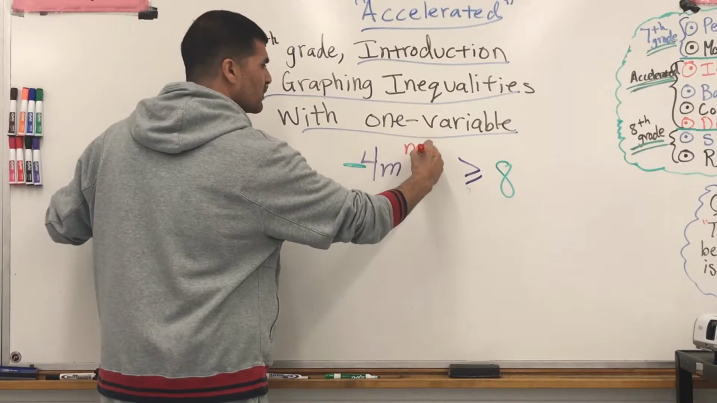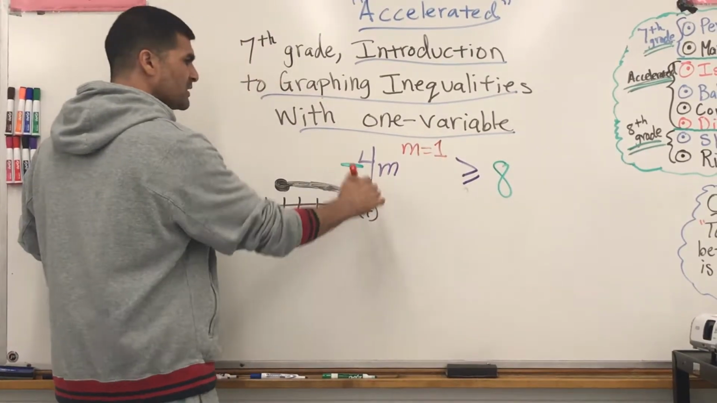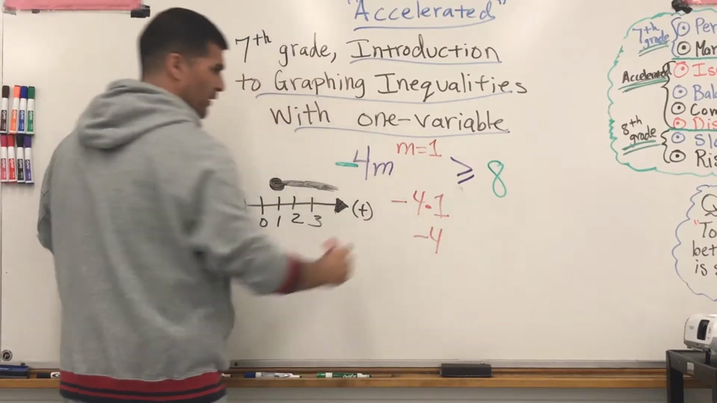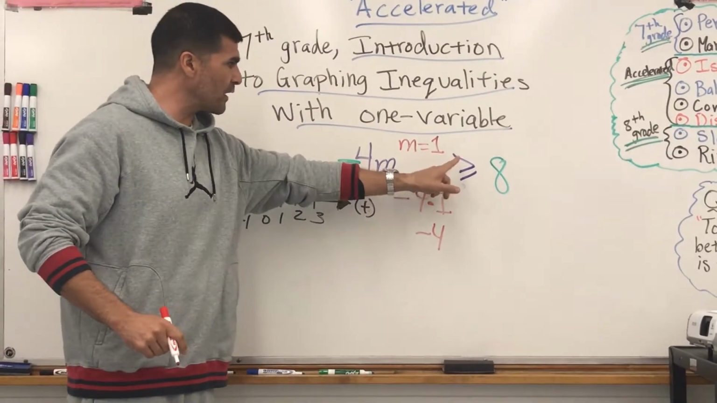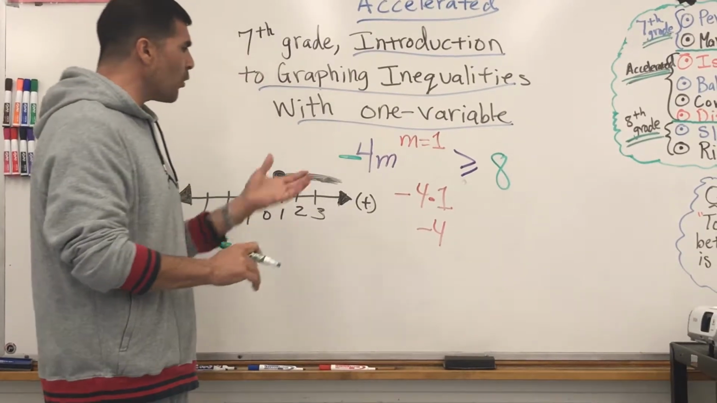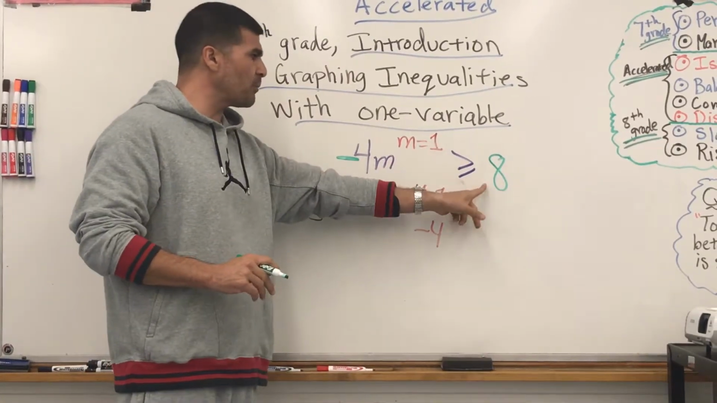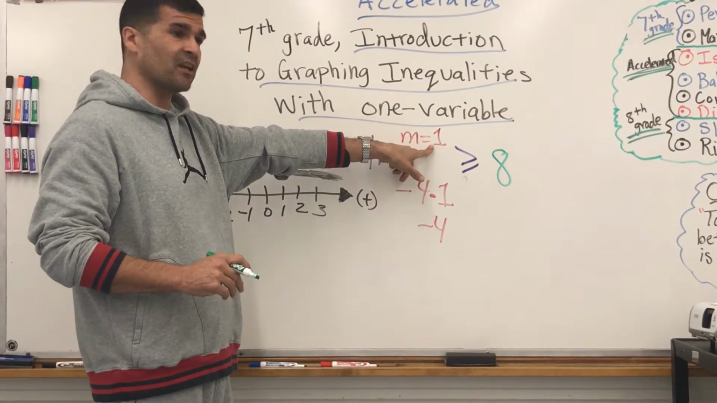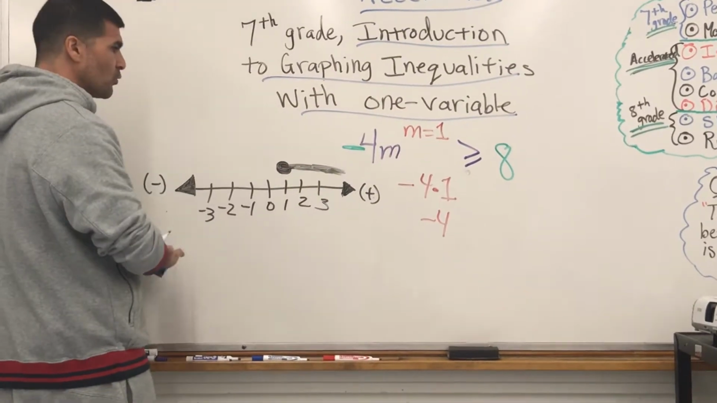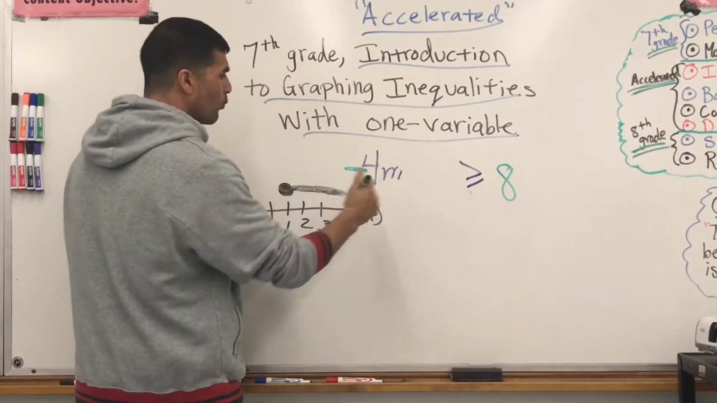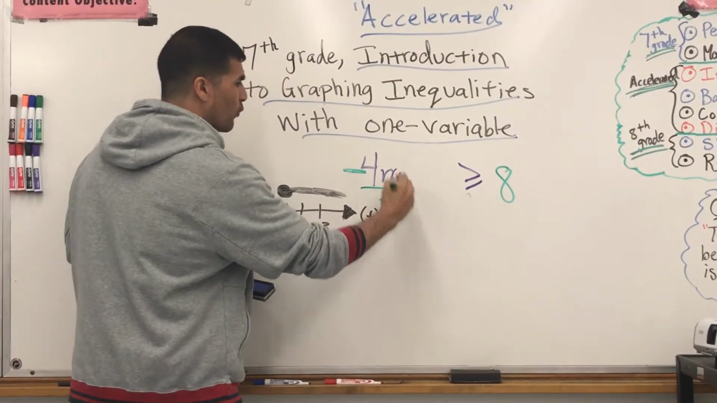If m is equal to 1, what's negative 4 times 1? That's going to be negative 4. Is negative 4 greater than or equal to 8? No. So what's the only way that we could be greater than a positive 8? This variable must be negative. So we're going to take this inequality and divide it by negative 4.